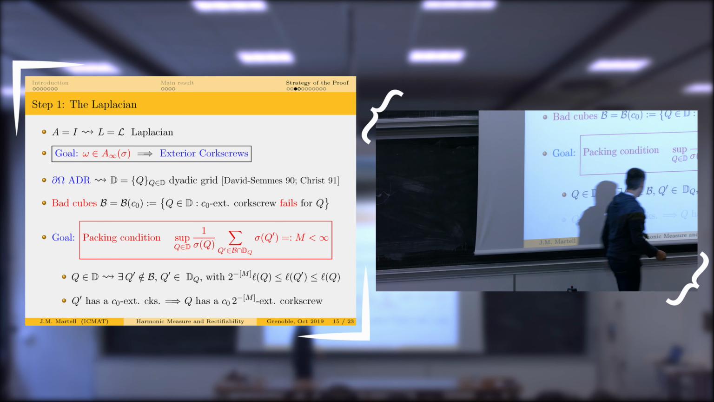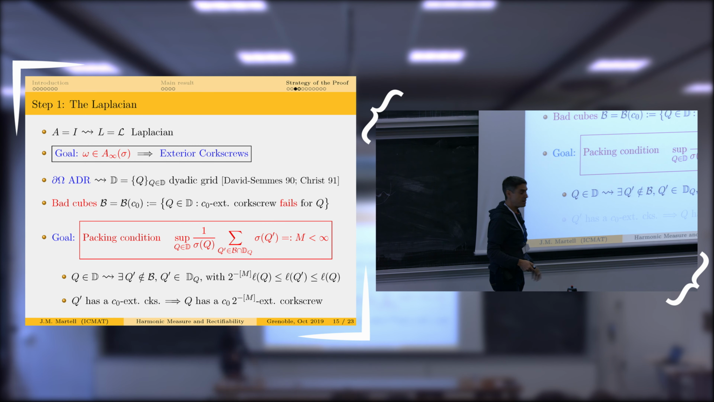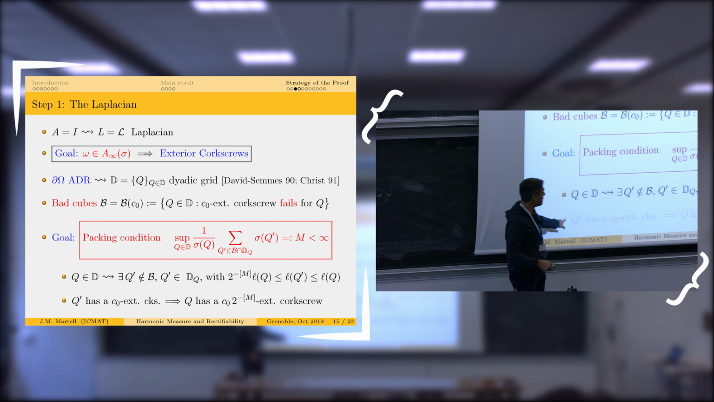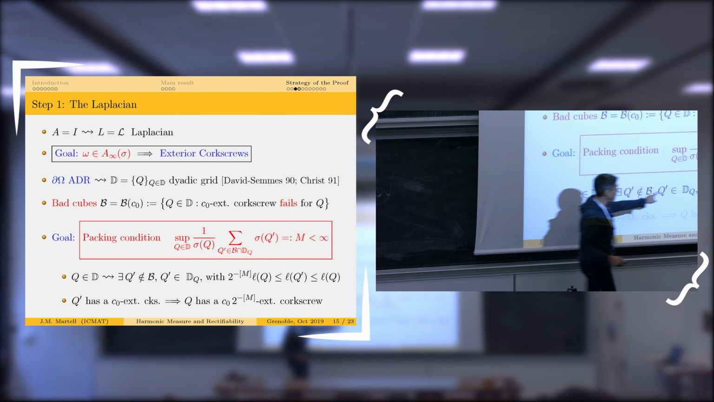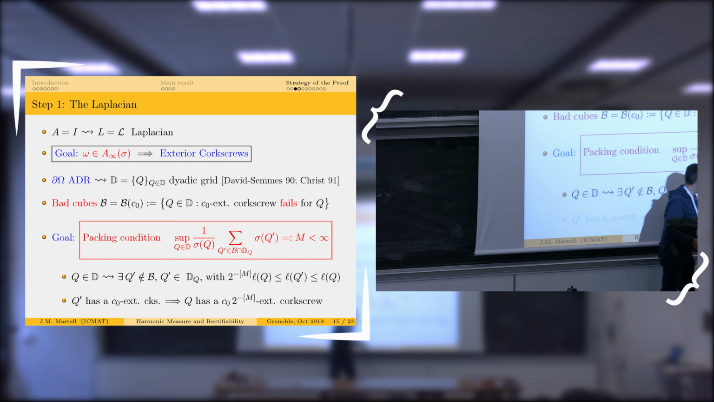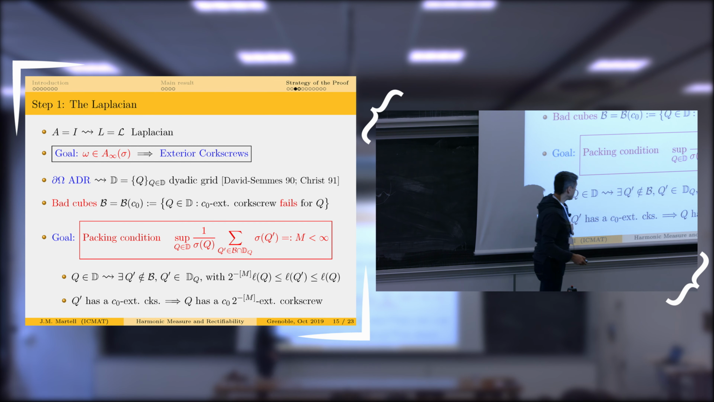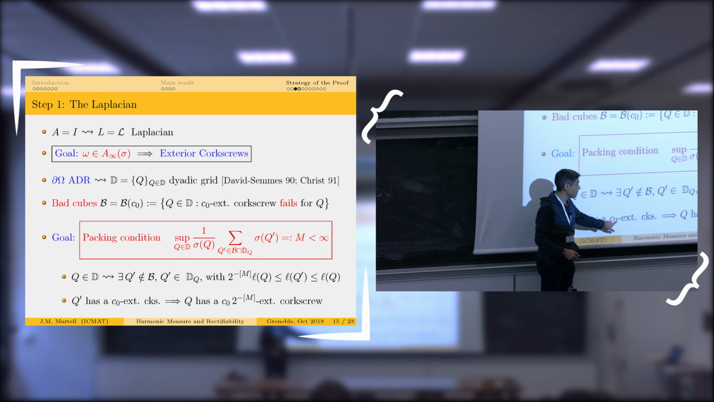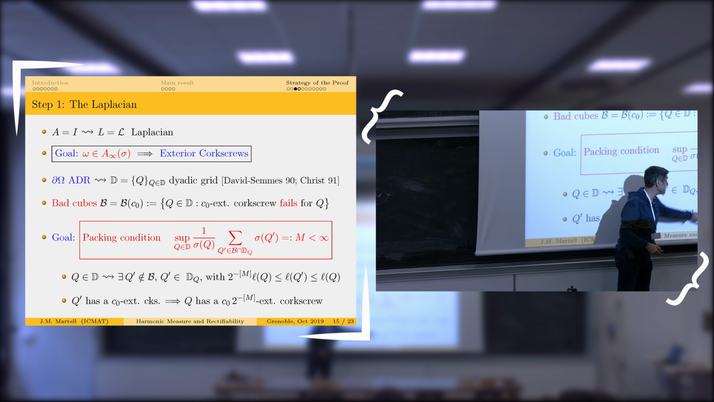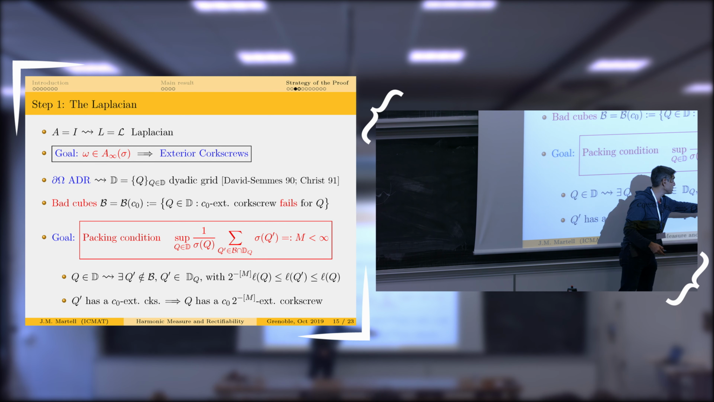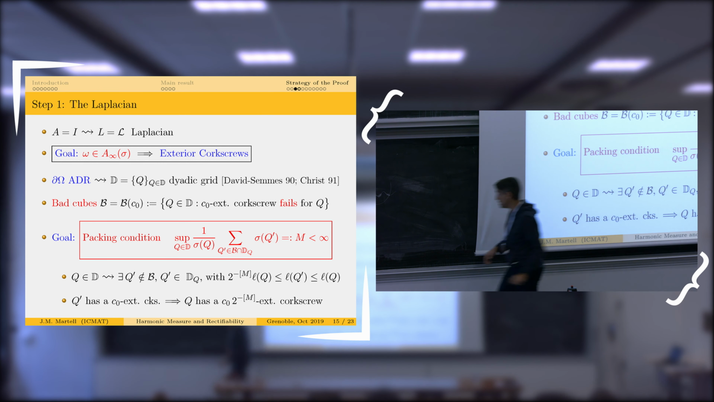Okay? But now, this is just a rescaling thing, because now I know that there is one. The n is fixed, and this is comparable. So what happened is that I know that q prime has a c, because it's not bad, it's good. It means that I have an exterior corkscrew with constant c naught. But then it has a different corkscrew constant, because what I'm saying is the following.